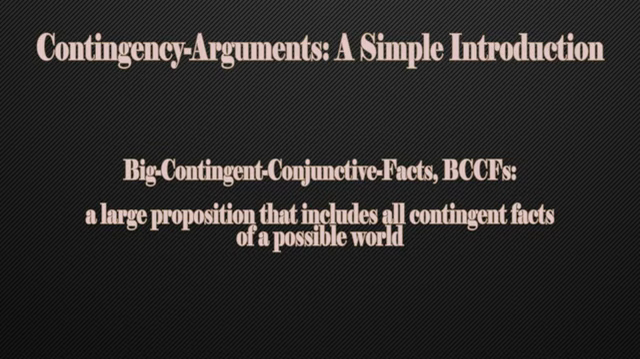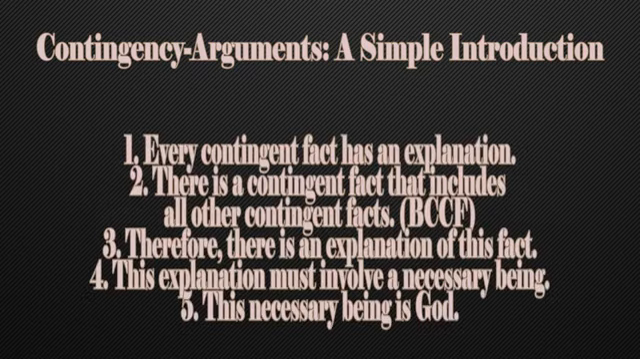In the exact way the proposition dogs exist and the proposition cats exist can be expressed as dogs and cats exist, we can take all contingent facts of a world and construct a contingent proposition that includes all these facts. Philosopher Alexander Pruss puts it like this: 1. Every contingent fact has an explanation. 2. There is a contingent fact that includes all other contingent facts. 3. Therefore, there is an explanation of this fact. 4. This explanation must involve a necessary being. 5. This necessary being is God.